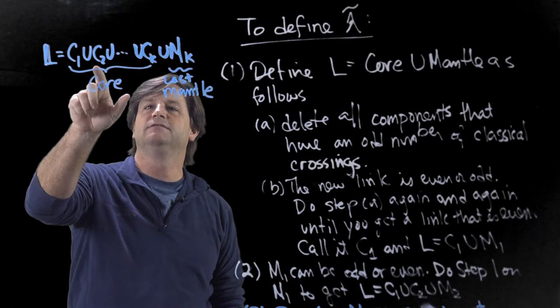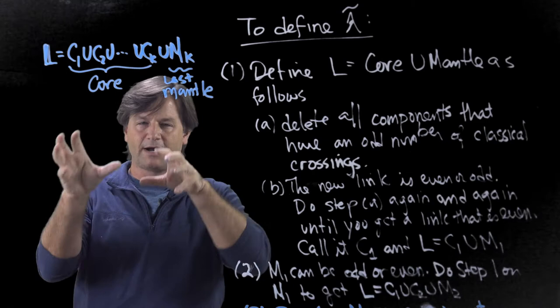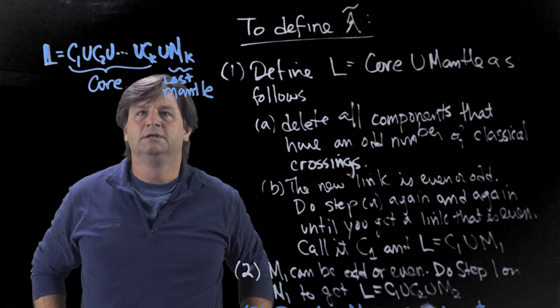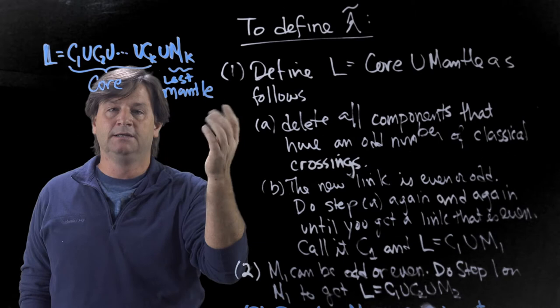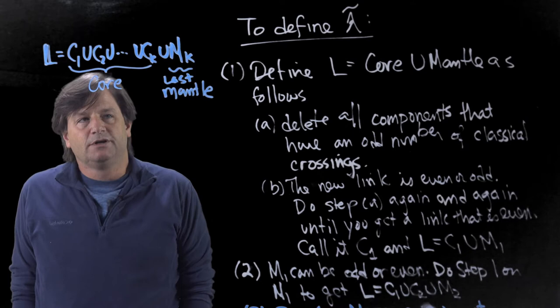And so we describe it to ourselves as like Swiss cheese. You're basically getting all these core pocket holes, and then the rest of it, the mantle, is the actual cheese part. And at the very end, you have just this one last thing. MK could be empty, in which case you have a bunch of even cores that when you union them together, you get this odd link. But in general, there's just going to be a mantle.